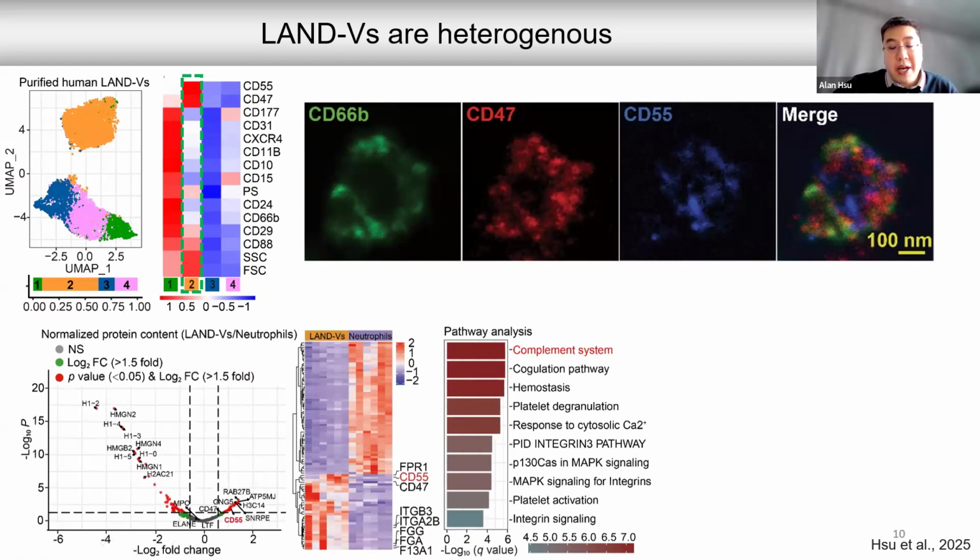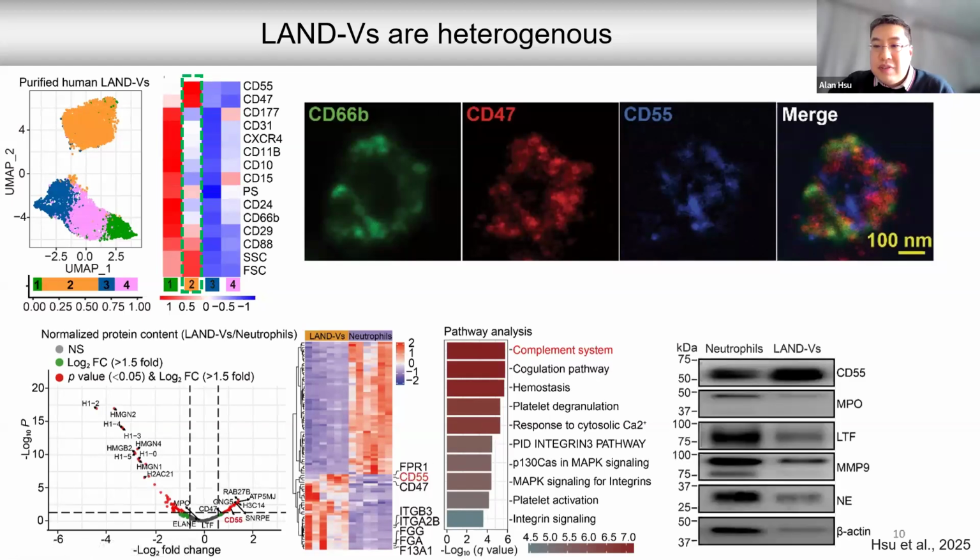Also doing mass specs to compare the proteomes of LAND-Vs and its paired neutrophils, we also found that the LAND-Vs were enriched in proteins involved in the complement system and also the coagulation pathway. And lo and behold, among the complement system proteins, CD55 was there again. So finally, to validate this via Western blot, we show that LAND-Vs were enriched in CD55, whereas other neutrophil proteins such as myeloperoxidase, lactoferrin, metalloprotease, and neutrophil elastase were all decreased.